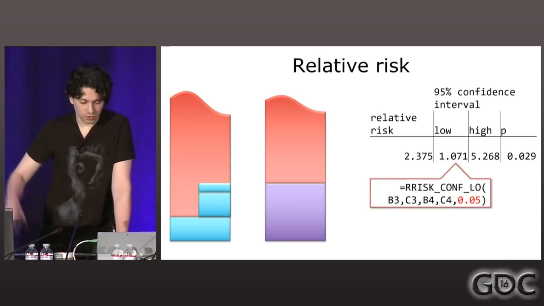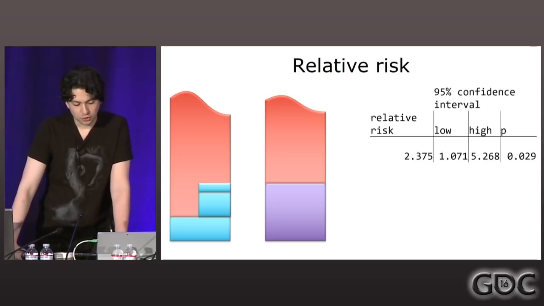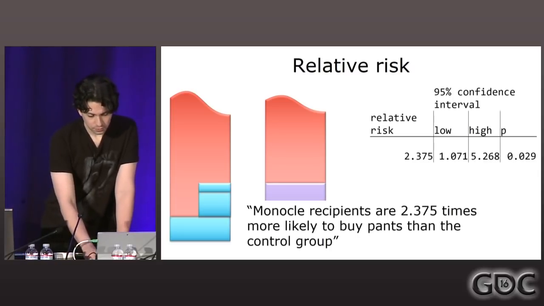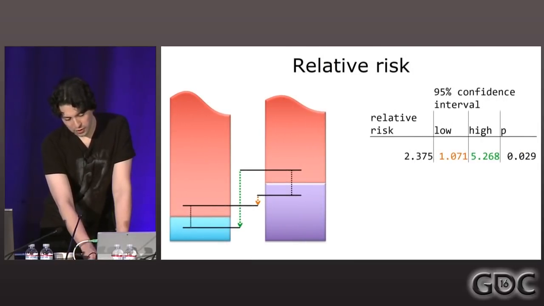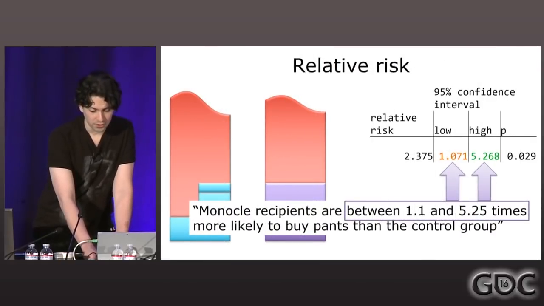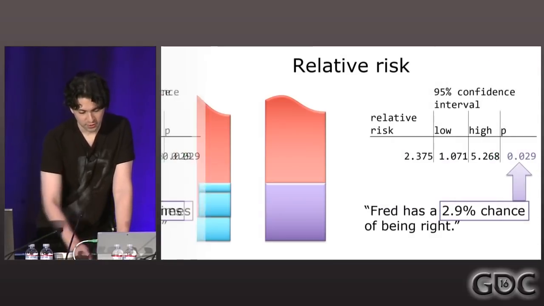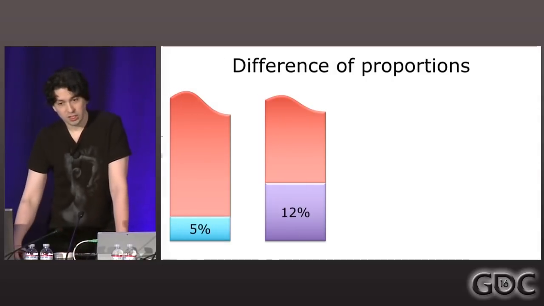The confidence interval, once again, from the macros that I've given you at the URL, comes out to about 1.08 to 5.25. So we know that monocle recipients are about 2.4 times more likely, with an uncertainty of somewhere between 1.1 and 5.25. But Fred's definitely wrong, or at least he's only 3% likely to be right. Let's do the difference of proportions.